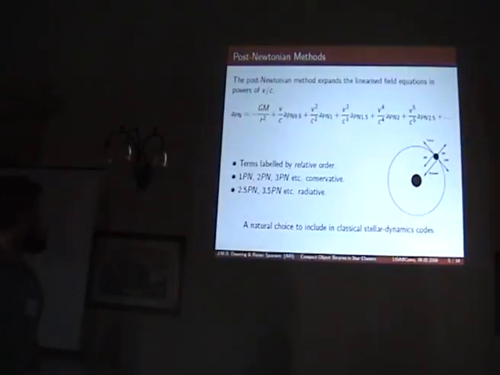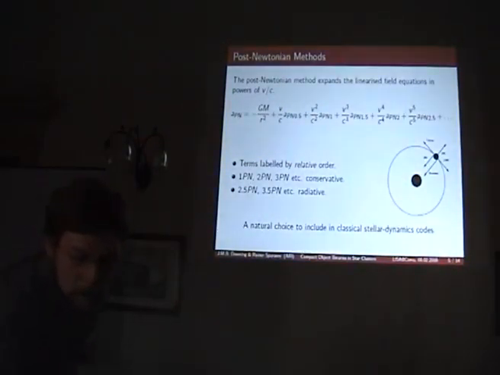Basically, this is a fairly natural choice of method to include in a classical stellar dynamics code, because you've got the Newtonian acceleration, and you can just implement these as additional accelerations, as corrections to the Newtonian acceleration. So at least in principle, psychologically, it's easy enough to do. Of course, the practice is very, very tricky. There are all sorts of tricks you run into, which we'll see.